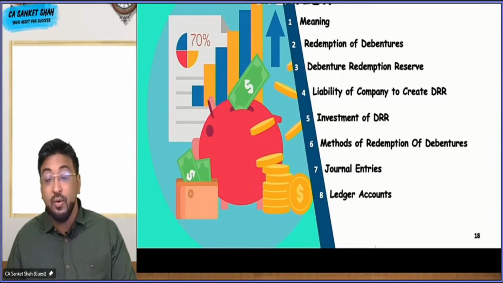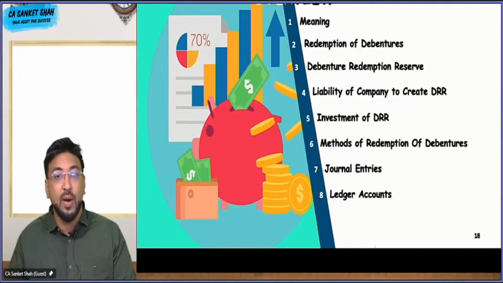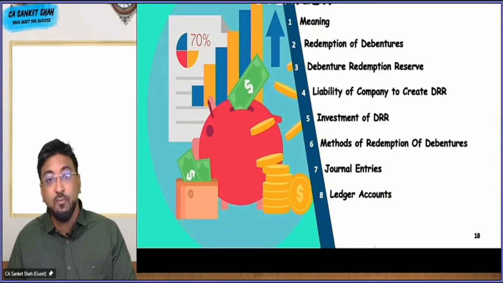Before that, we will revise quickly what the entries for bonus shares are. In case of bonus shares, they are divided into two parts: bonus shares that are fully paid and bonus shares that are partly paid. When bonus shares are fully paid, the first entry will be capital redemption reserve account debit, securities premium account debit, general reserve account debit, P&L account debit, to bonus to equity shareholders. The second entry will be bonus to equity shareholders account debit to equity share capital.